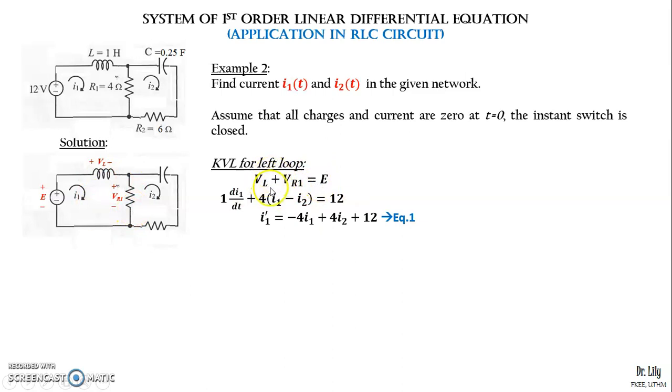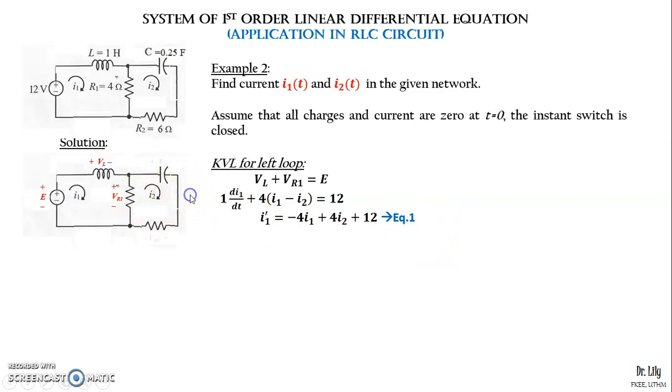Okay. So and then you just need to substitute each of the term with the formula. So for VL is equal to L di over dt. So L is 1 Henry. I is I1. So that's why you ada dI1 over dt plus. So for VR1 is equal to R times I, R is 4, multiply with I. So I is I1 minus I2. Okay, so I1 minus I2. So you ada 4(I1 minus I2) equal to E. E is 12. And then after that, you just need to rearrange the equation. So you akan dapat I1 prime equal to negative 4I1 plus 4I2 plus 12, so this is considered as equation number 1.